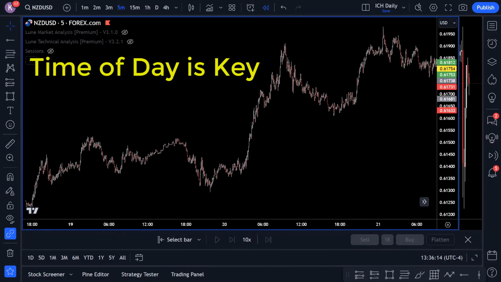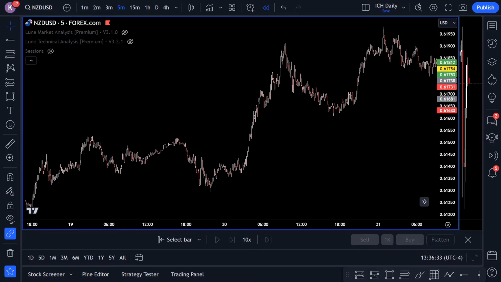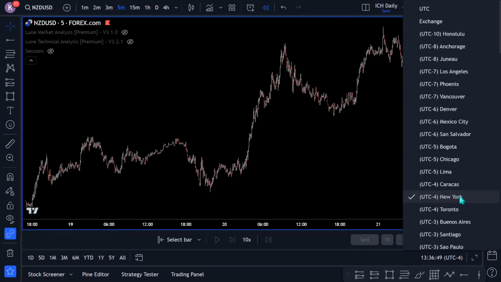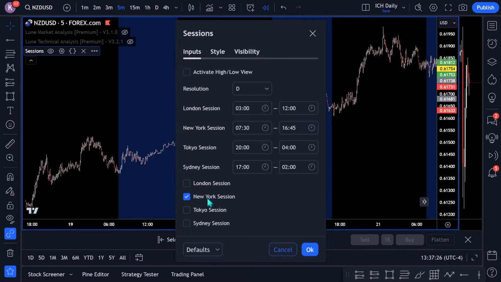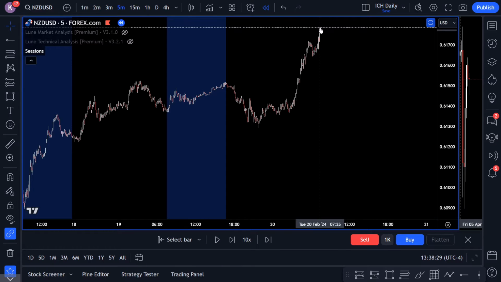One of ICT's core teachings is price is engineered, and not only that, but certain times of the day are more important than others. Step 1 is we want to look at the chart right before 7:30 a.m. New York time. I've got my chart set to UTC -4, which is New York, and if you go up to the indicator, search for sessions. First one is by AU Rocks. Go ahead and put that on your chart. I've got the New York session selected, and it's going from 7:30 in the morning till 4:45 p.m. So we're at 7:25 in the morning.